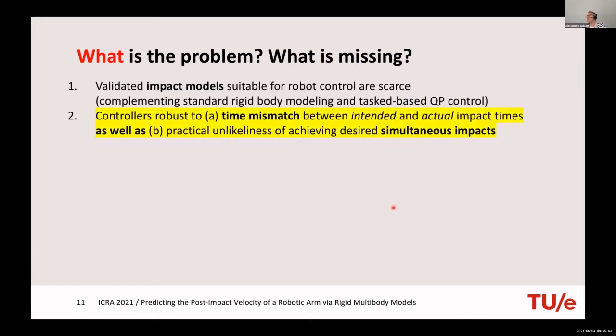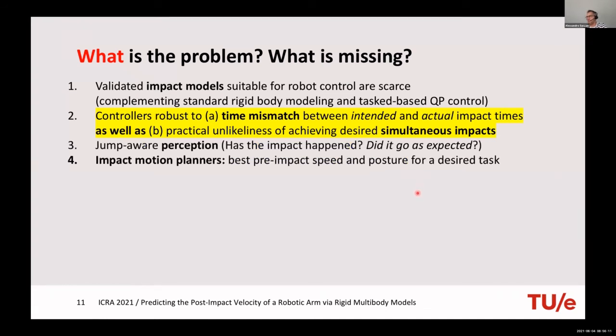So for today's presentation, what I really want to focus on is this time mismatch between intended and actual impact times, as well as the practical unlikeliness of achieving desired simultaneous impacts. And then what I want to present is how we are thinking of locally studying this kind of trajectory. This local study can then be used, for example, for motion planning, for control, and so on and so forth.